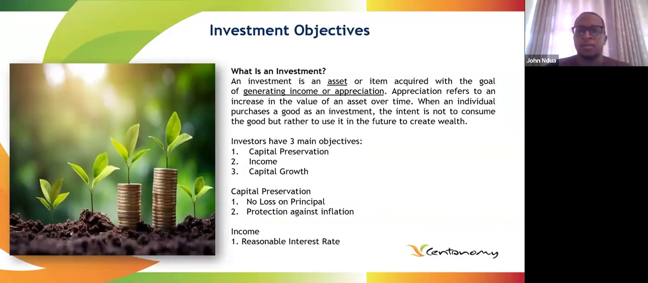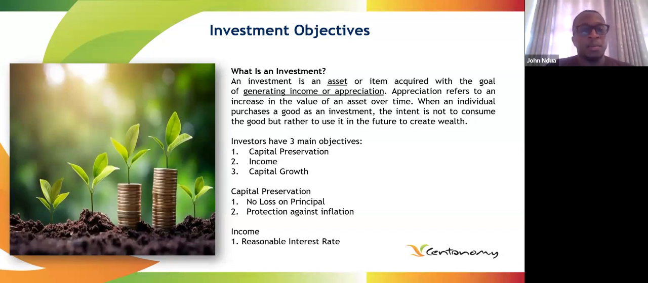So the first thing we need to understand during our session is the difference between what an investment is and what is not an investment. So basically, an investment is an asset or an item which you acquire with the goal of generating an income or appreciation. So what do we mean by this? The asset that you're acquiring is supposed to do two things, which is generate income and also appreciation.